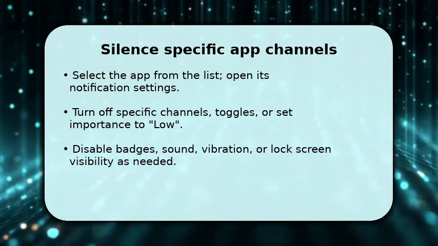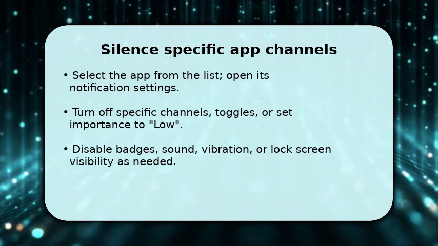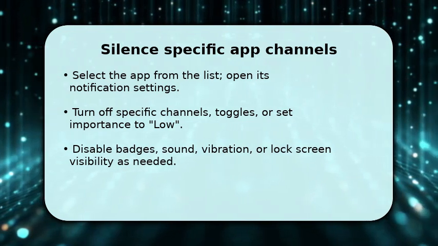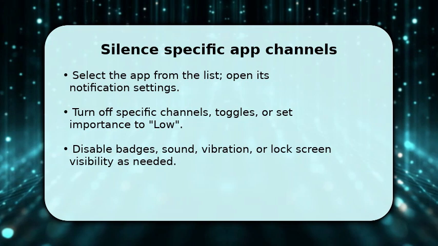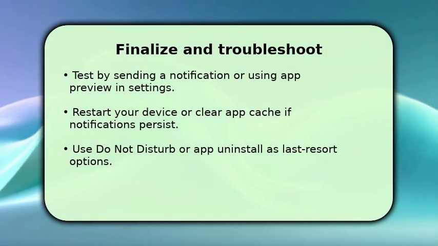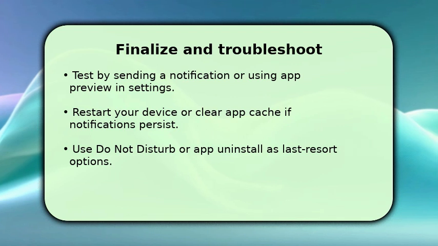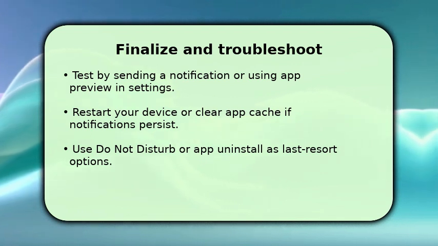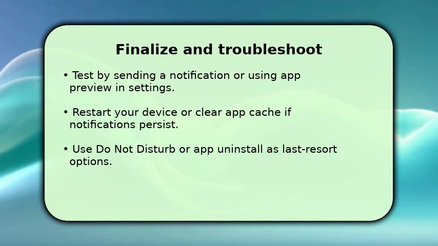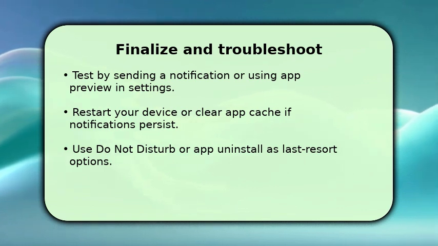After changes, test by triggering a notification or using the preview button in settings to confirm silence. If alerts persist, restart the device and, if necessary, clear the app cache or data to remove stale settings. Make sure Do Not Disturb isn't overriding app exceptions. Adjust exceptions to keep desired alerts.